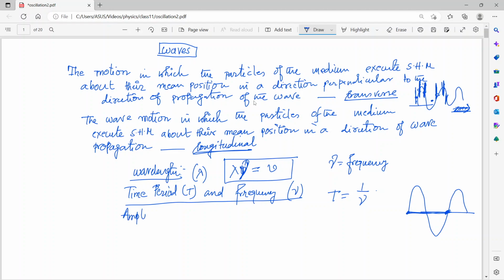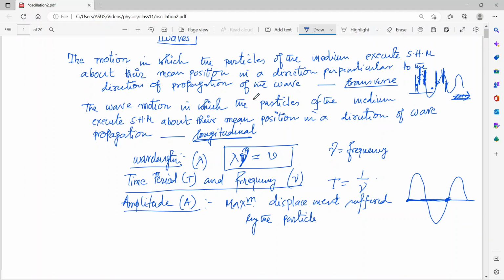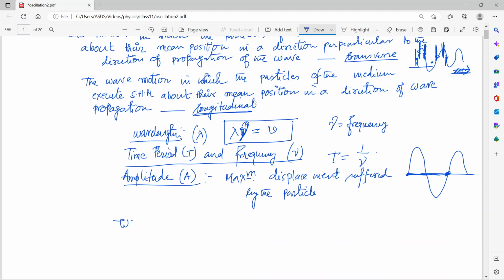There are some terms that we already introduced. There is amplitude, generally denoted as A. What is amplitude? The maximum displacement which is suffered by the particle, right?